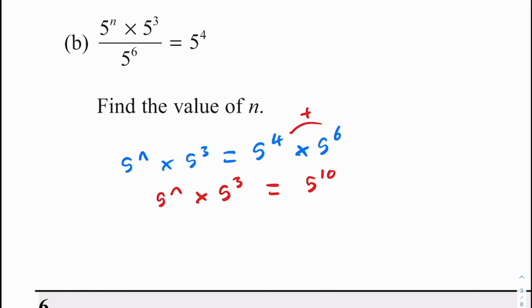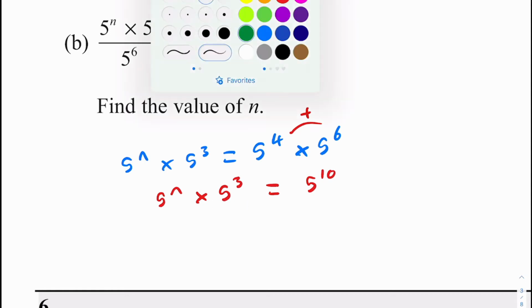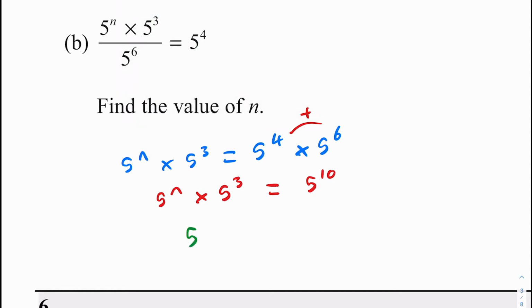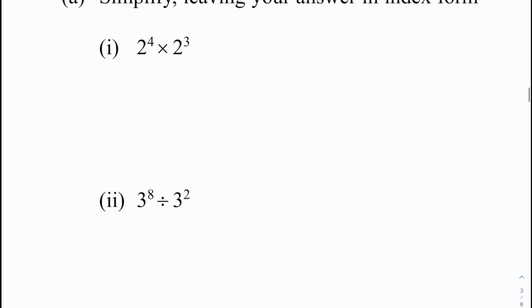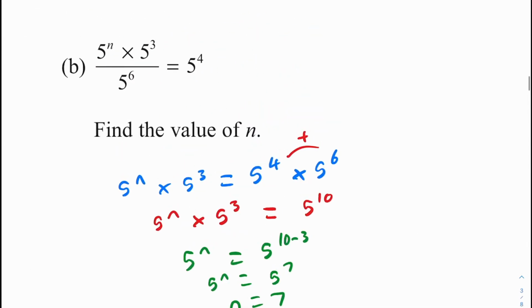We then divide both sides by 5 to the power of 3 to leave our 5 to the n on its own on the left hand side. So this is now equal to 5 to the power of 10, take away 3. So 5 to the power of n is equal to 5 to the power of 7, so n is therefore equal to 7. Okay, hopefully these are getting easier as we go through them.